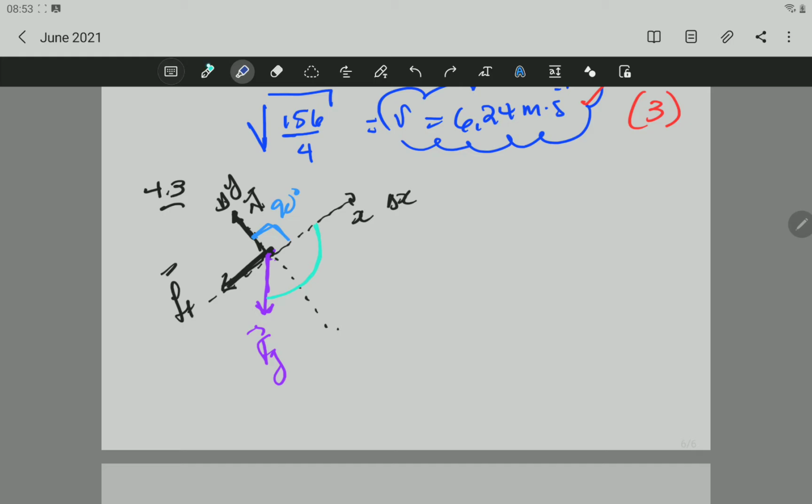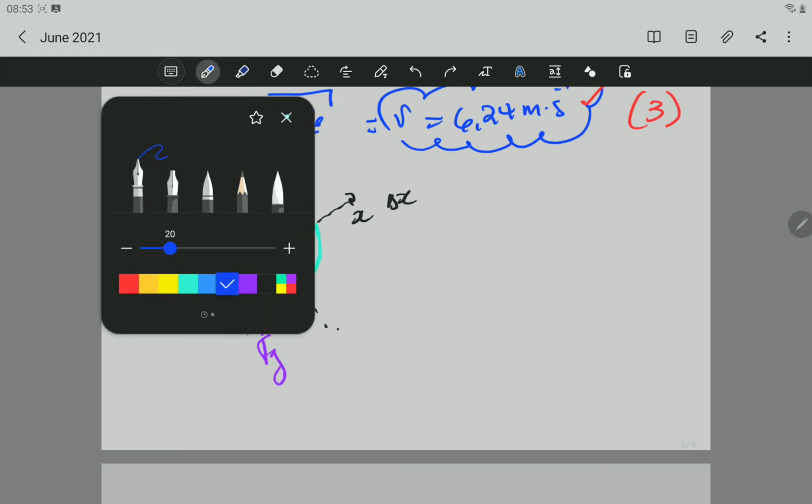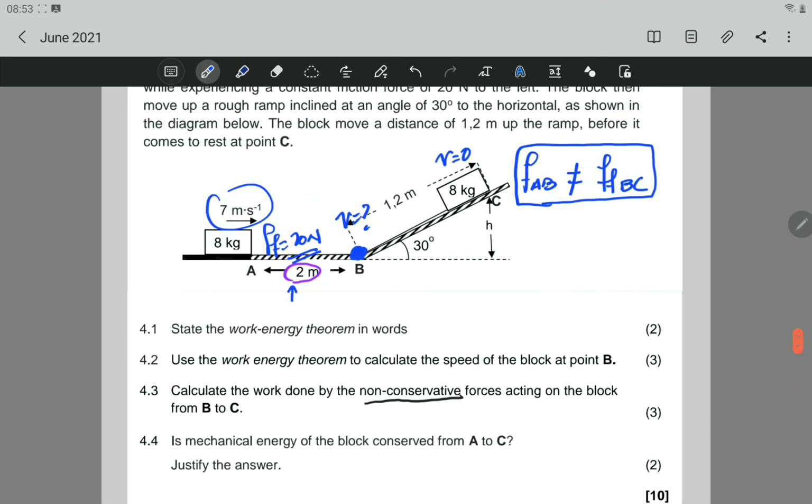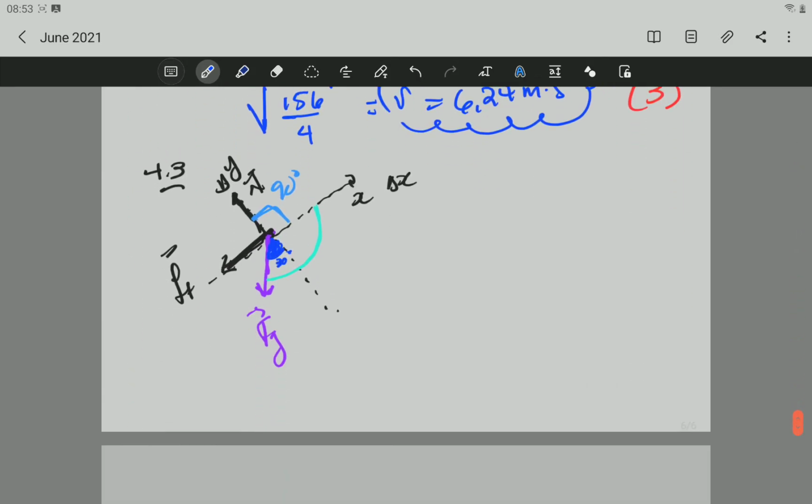This small angle there is equal to 30 degrees. That is the same angle as the inclination, right? It's 30 degrees. So what is going to be the angle between the gravitational force and the displacement? It's going to be 90, which is this part here, plus 30 degrees. That is the angle between the gravitational force and the displacement. We are going to use this one a little bit later. Now, the work done by the non-conservative forces.